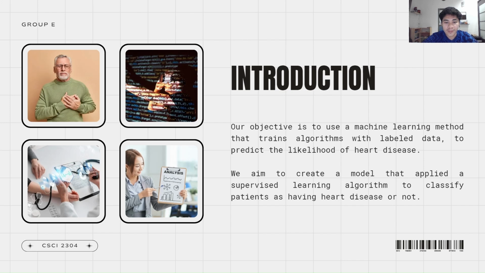In simple terms, supervised learning is a type of machine learning that relies on labeled dataset to train algorithms. It maps inputs like health factors to specific outputs such as predicting whether a patient has heart disease or not.